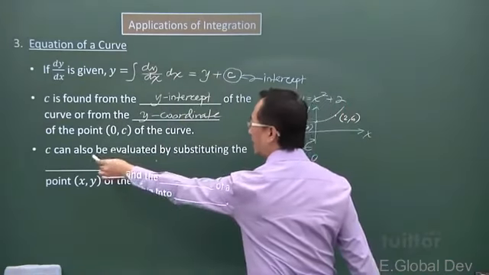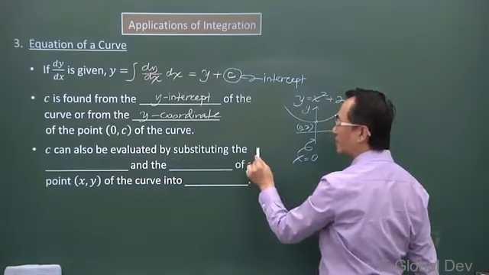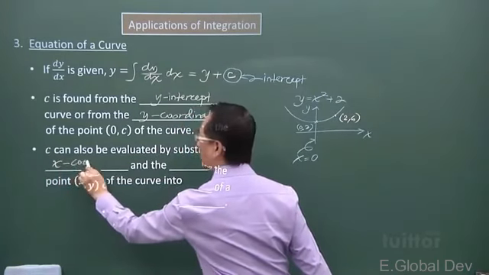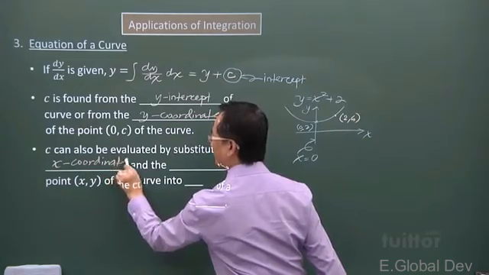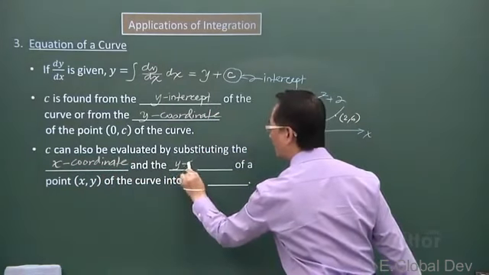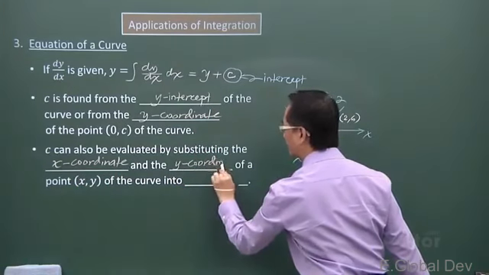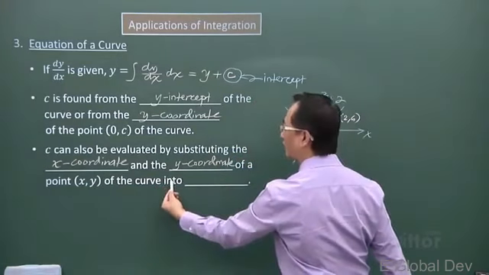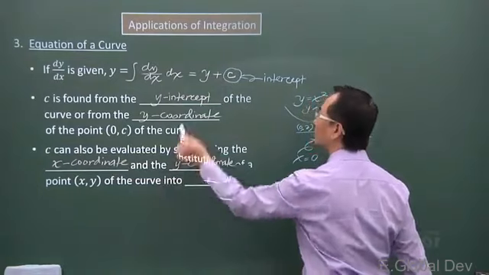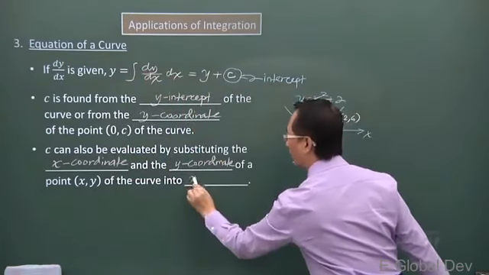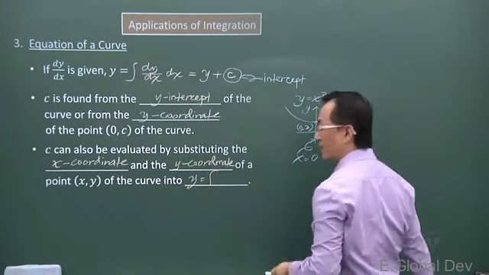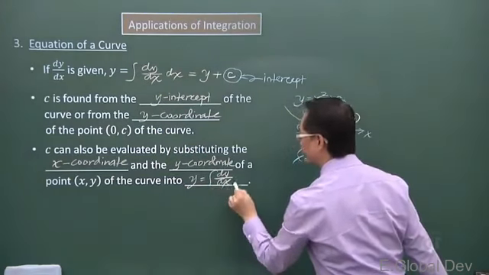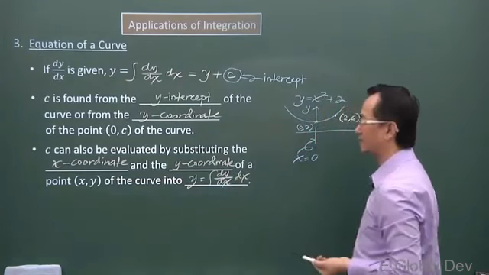So c can be evaluated by substituting the x coordinate and the y coordinate of a point x, y of the curve into this form: y equals the indefinite integral of the first derivative with respect to x.